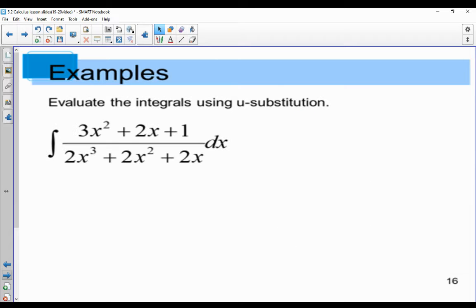Here we go. So, evaluate the integrals using u substitution. Oh, dear Lord, Miss Schulentz. Woo, okay.